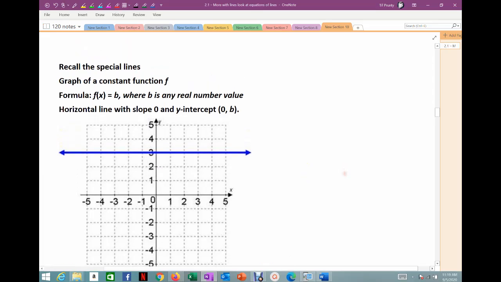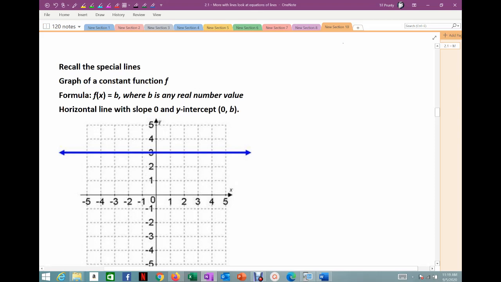Alright, so we're going to talk a little more about special lines. I'm going to hit vertical and horizontal one more time. Again, I'm going to do it fairly quickly because we talked about these in detail in the last chapter, but you still need to know them for chapter 2. So our special lines, then we're going to add a couple more special lines.